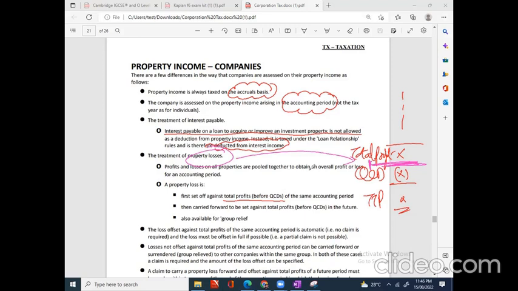So, in the case of individual, property losses can only be adjusted from property income and then carried forward. For the companies, the property loss is allowed to be adjusted from total profit in the format of TTP. That's the big difference between individual property income and property income for companies. Any questions?